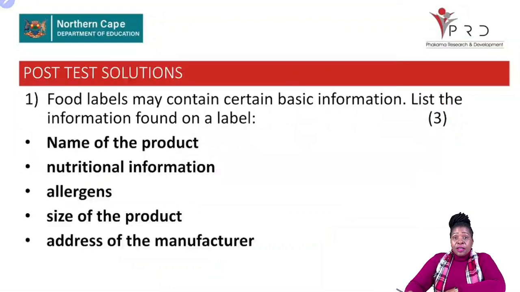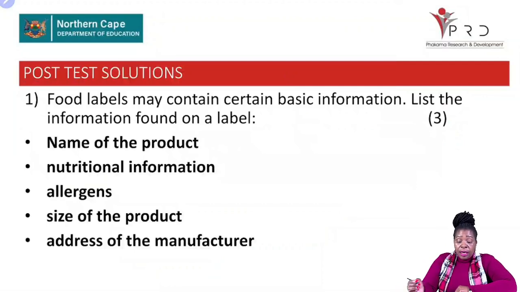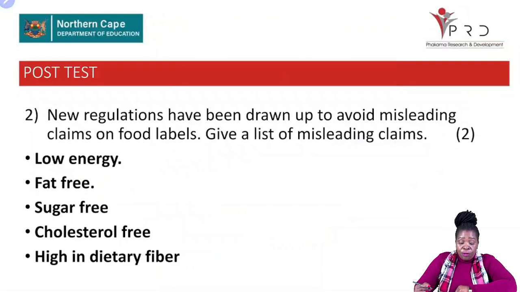Welcome back, learners. We want to answer the questions. I'm giving you now the answers to the questions that I've given you. Number 1 reads, food labels may contain certain basic information. List the information found on a label, right? On a label, we find the name of the product, the nutritional information, the allergens, the size of the product, the address of the manufacturer. There is quite a number of them that you can actually mention, right? And number 2 says, give a list of misleading claims.